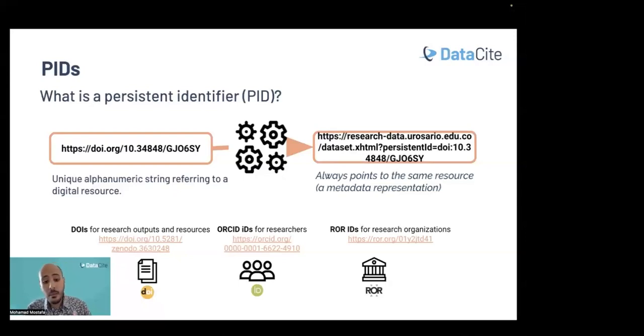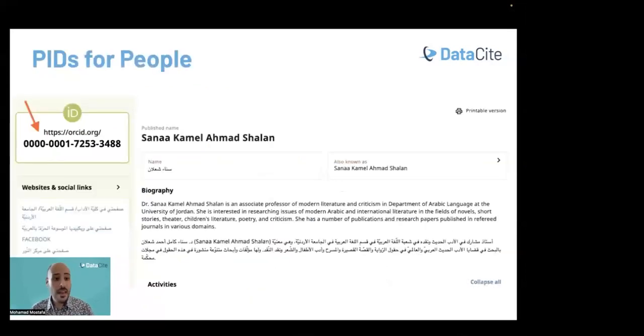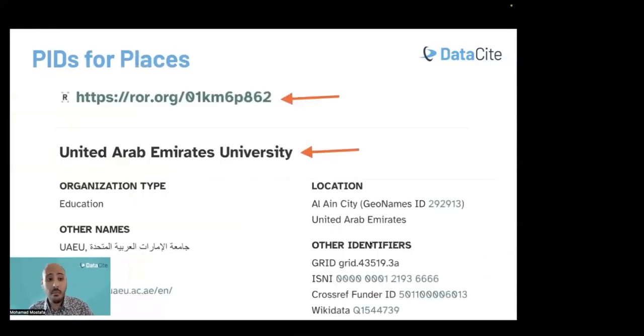like DOIs. There are PIDs that can be assigned for people, like ORCID iD. There are also PIDs that can be assigned for places, like research organizations, for example, and the most famous one is the ROR ID. This is an example of an ORCID record for an academic researcher. So this is an example of an ORCID identifier that can be assigned to researchers. This is another example of a PID for places, universities in that context. And we have an example. So this is the ROR ID of United Arab Emirates University.